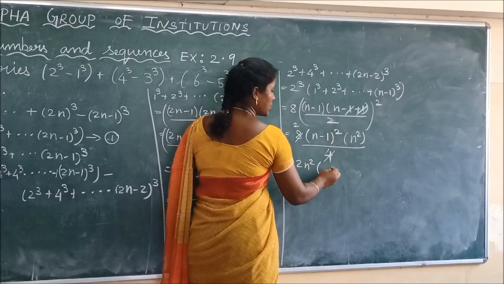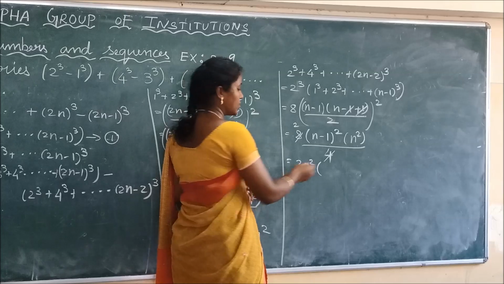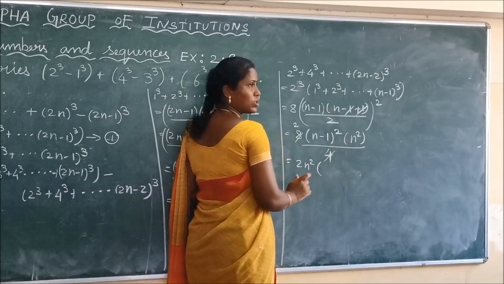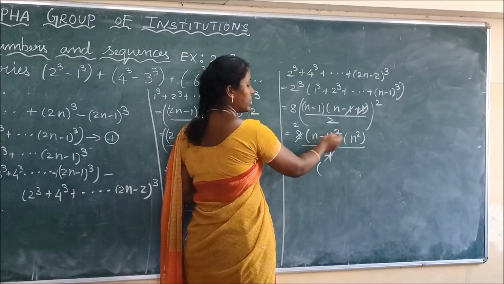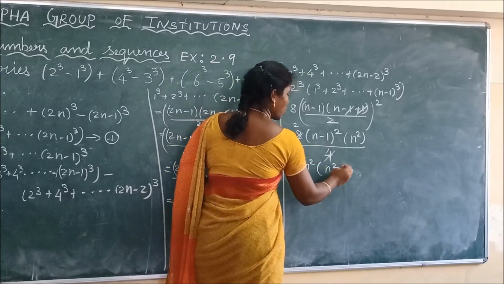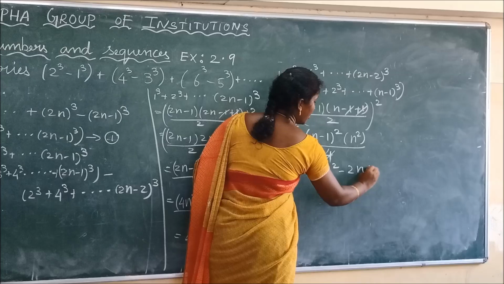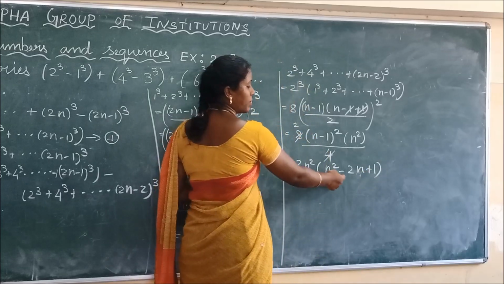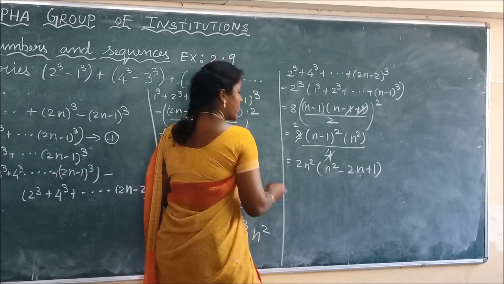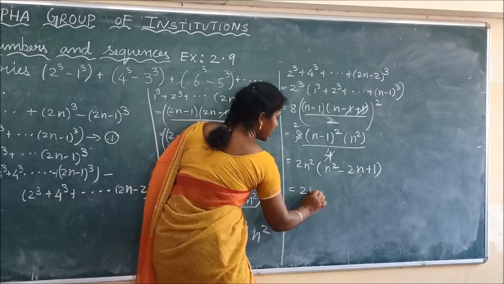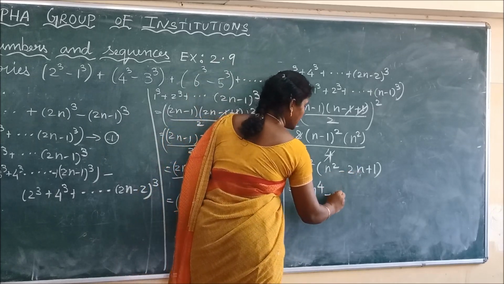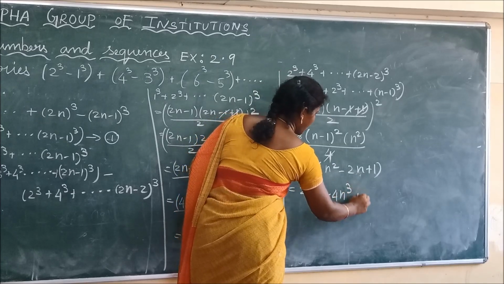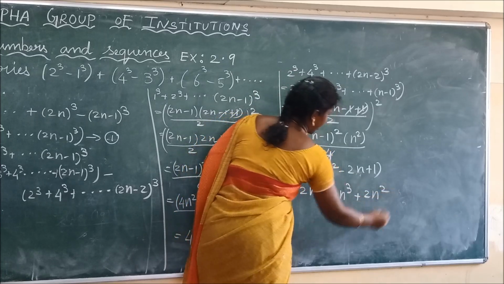And the (a minus b) the whole square formula we have to use here. For a single term we take the square inside directly, but here this a minus b is in the form of minus, so (a minus b) whole square is a square minus 2ab plus b square. Multiply by 2n square, so we will be getting 2n power 4 minus 4n cube plus 2n square.